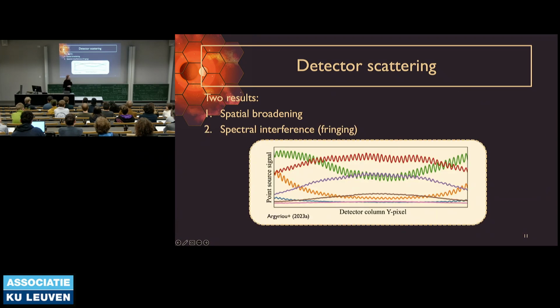The second effect is actually spectral fringing. So aside from spatially scattering, we're scattering in a spectral direction as well. Different wavelengths interfere with each other, and you get this complex up-down kind of sinusoidal-looking pattern in your spectrum. So obviously, both of these things are not very desirable.